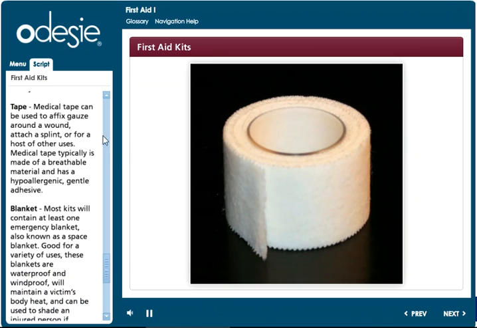Medical tape can be used to affix gauze around a wound, attach a splint, or for a host of other uses. Medical tape typically is made of a breathable material and has a hypoallergenic, gentle adhesive.